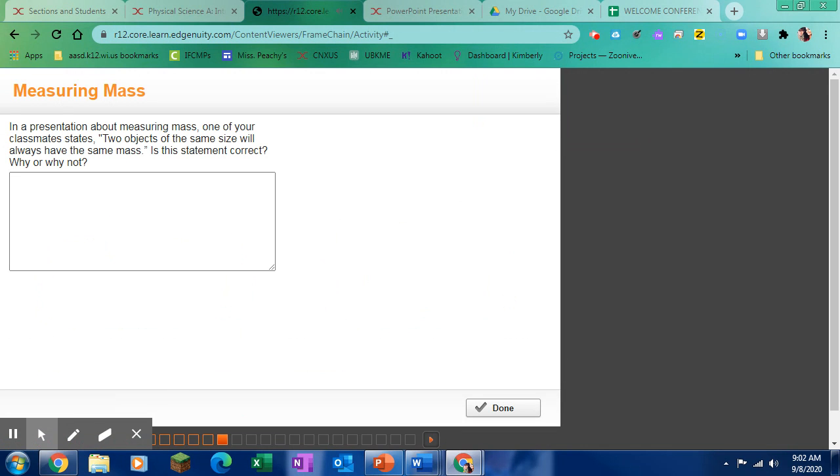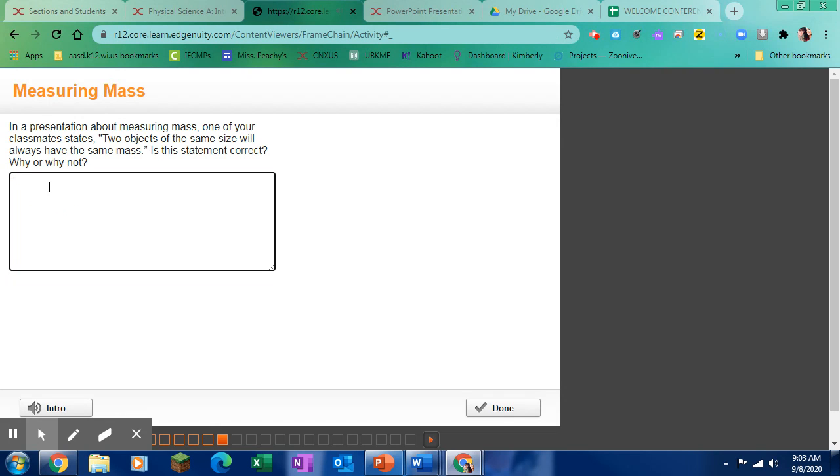Consider the scenario, then respond to your classmate's statement. I'm just going to put an X in here, and you can kind of think about this for a moment, okay? Recall the example of the bowling ball and the basketball, which were approximately the same size. How did their masses compare?